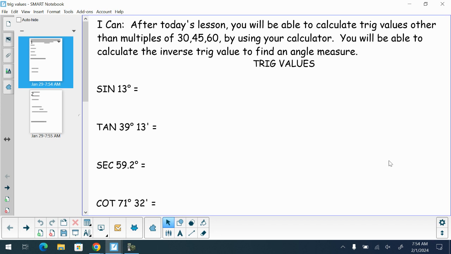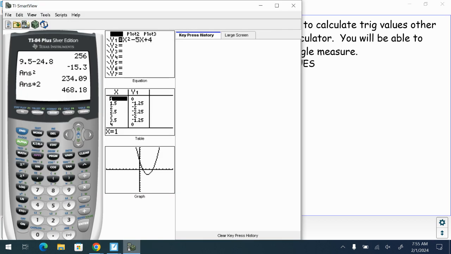But we still have triangles and angles that measure 13 degrees, and we're going to need to be able to find these trig ratios. Back in the old days, you had to use the back of your book to find these trig values. But now, your calculator makes things a lot easier for you. First off, we need to KYC, know your calculator.